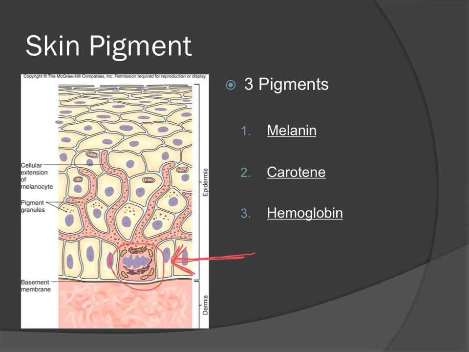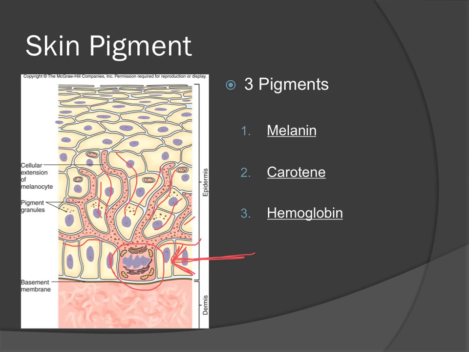Now notice the melanocyte has these cytoplasmic processes that extend upward into the rest of the epidermis. When the melanocyte produces melanin, these pigments make their way through these processes and they're transferred into the surrounding stratified squamous cells within the stratum spinosum.